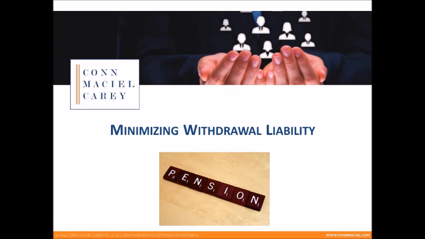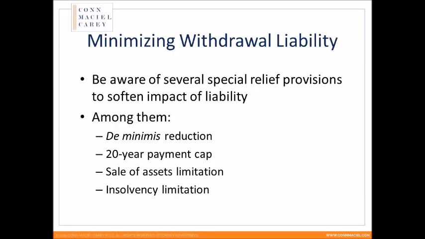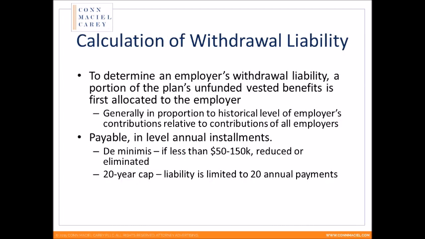Okay, so that's avoiding. Now let's look at minimizing. You're already sort of in this. You've already got your collective bargaining agreement. You know you've got some withdrawal liability somewhere. It hasn't been triggered, or you'd like to avoid that. What do you do? What are some things you should know about lessening or reducing the impact of withdrawal liability? There's a couple of relief provisions. We'll talk about some of these, and then there's some limitations.